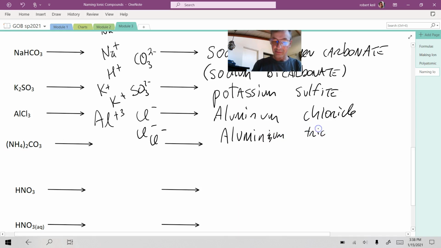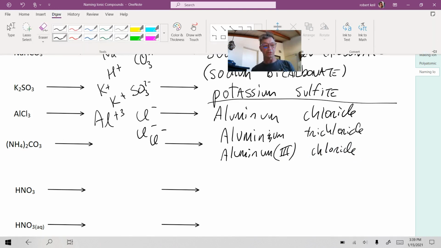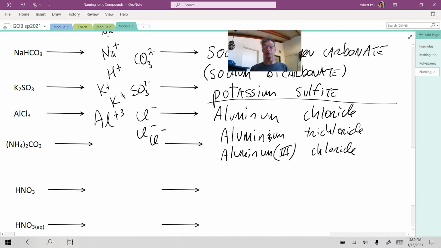However, so we got aluminum chloride, aluminum trichloride, or aluminum 3 chloride. And this is actually an interesting one to me. What's the best answer? Not just, and now someone will say, well, what's the right answer? Well, it's a language, so sometimes people say things in different ways. The textbook answer is the first one, aluminum chloride, right here, and that's considered to be always correct.